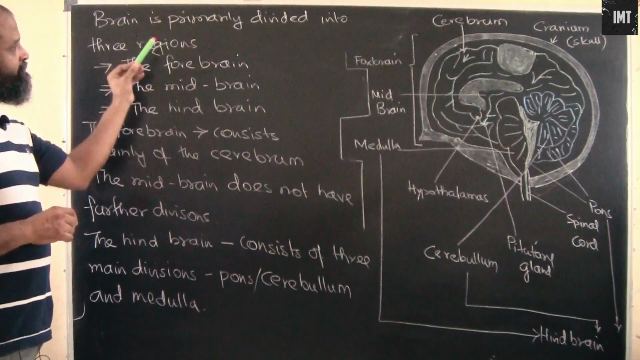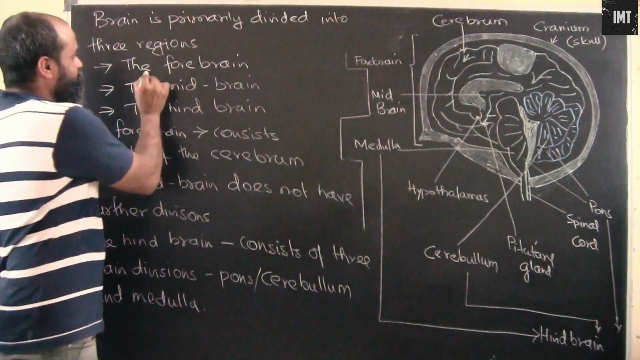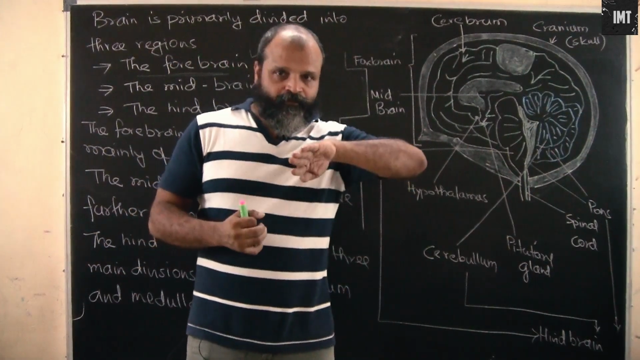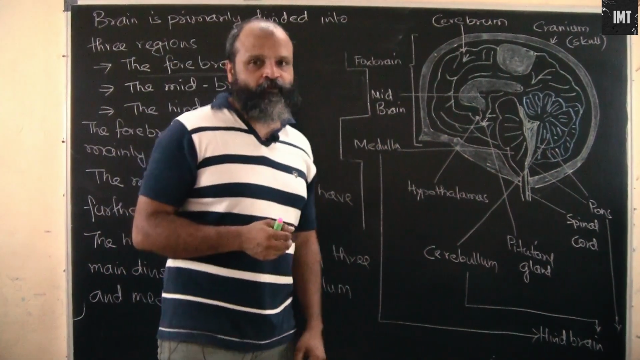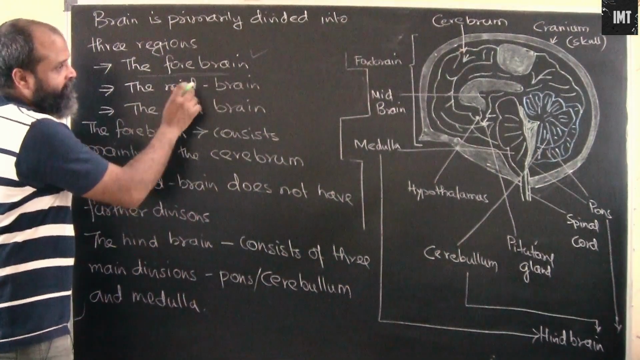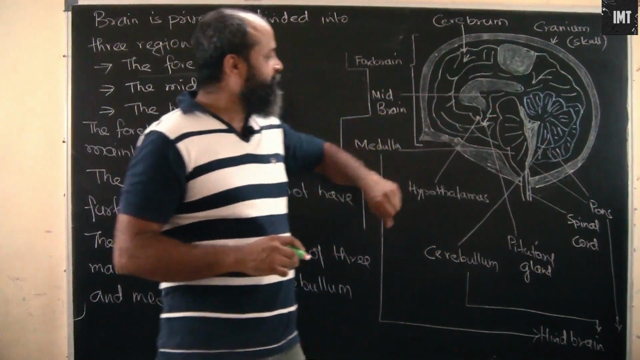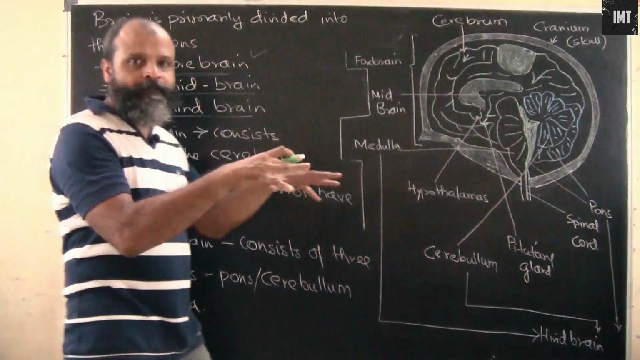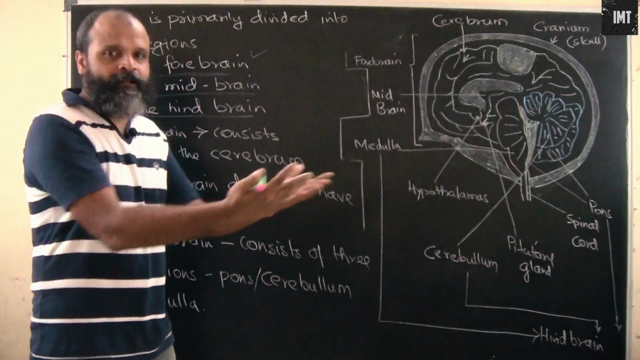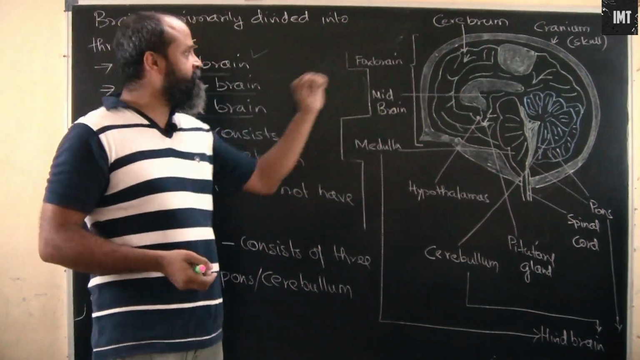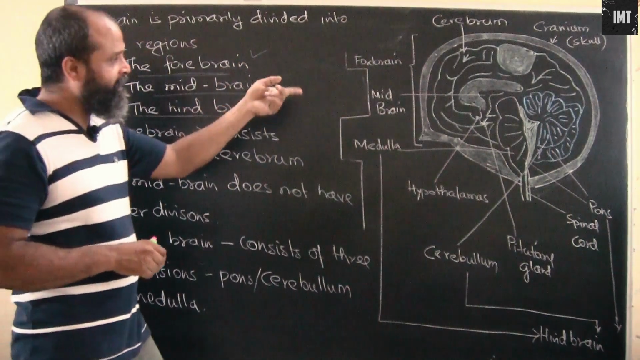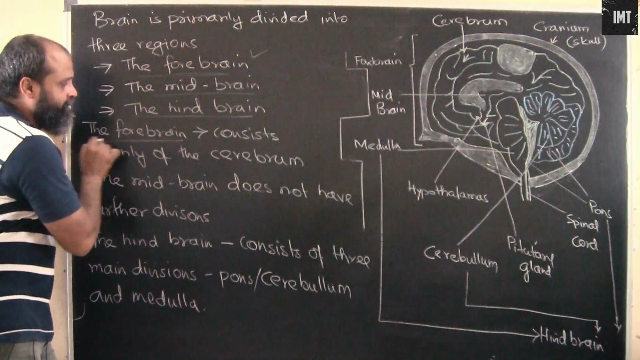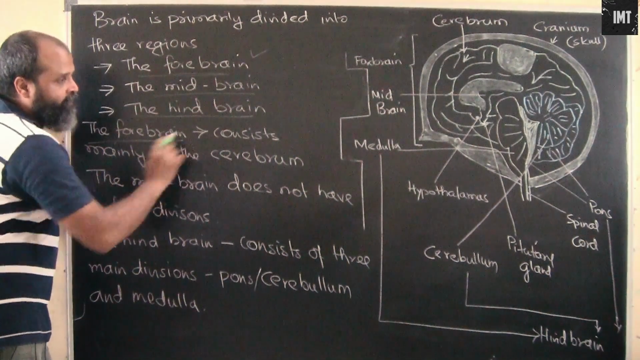The brain is basically divided into three main regions. The first part is the forebrain, the front part of the brain. Then we have the mid part, the midbrain, and then we have the hindbrain. Just as we have in our body the forelimbs and the hind limbs, the first part that comes is the forebrain, then the midbrain, and then the hindbrain. The forebrain consists mainly of the cerebrum.